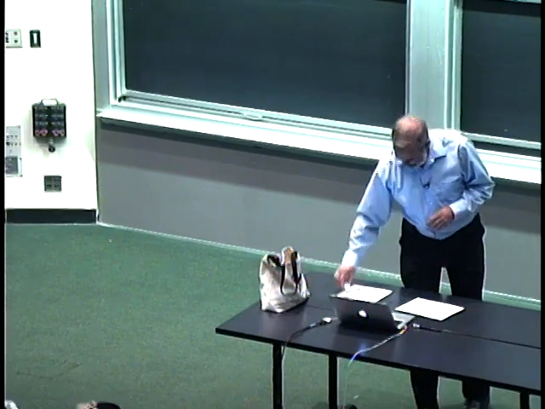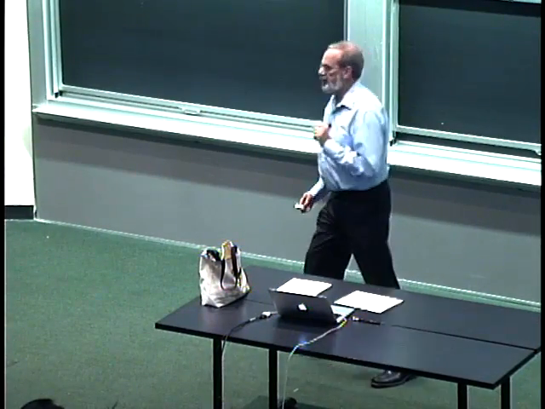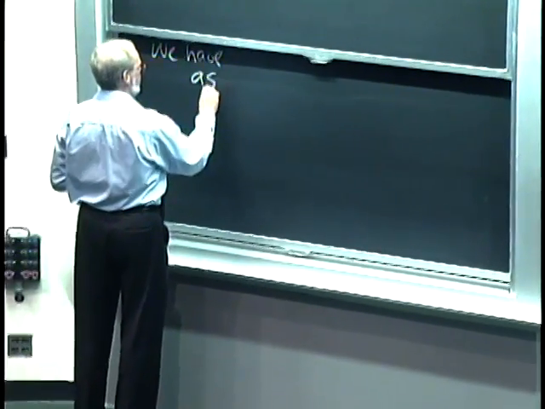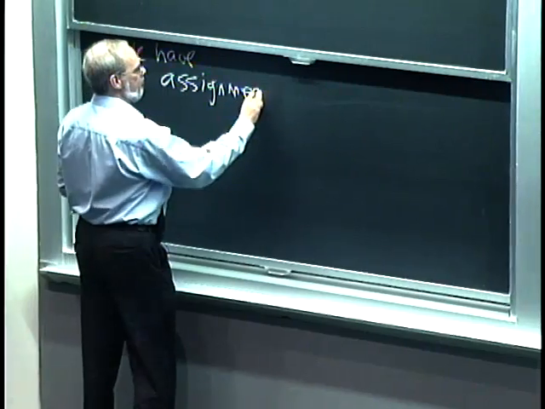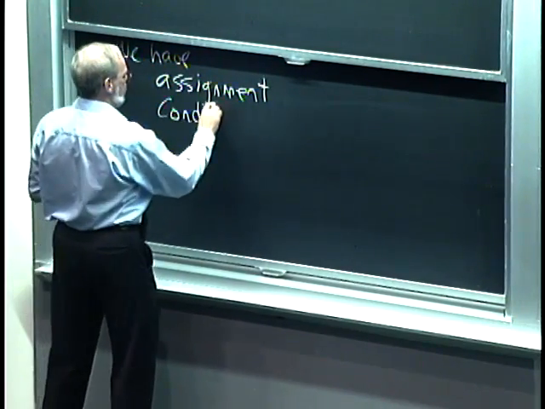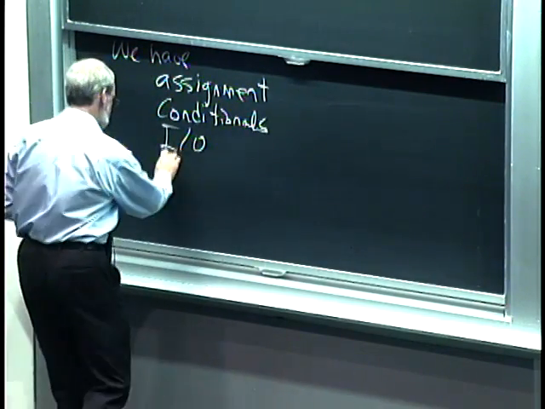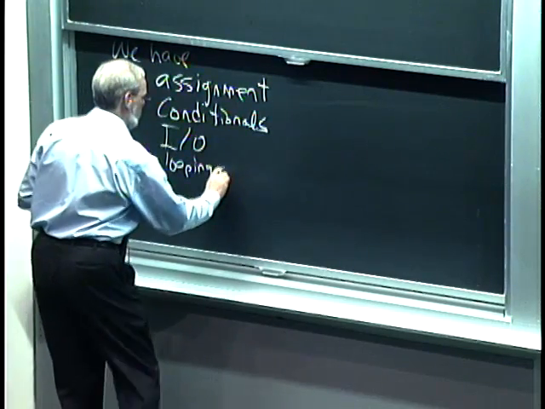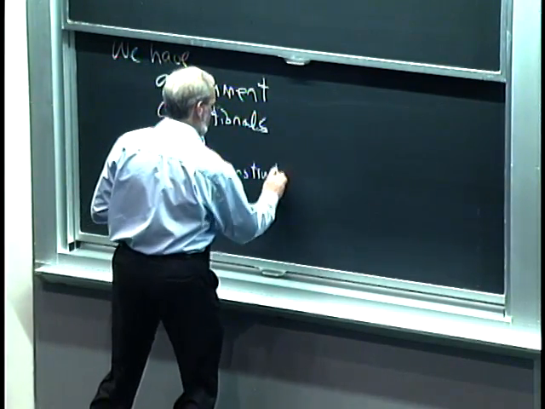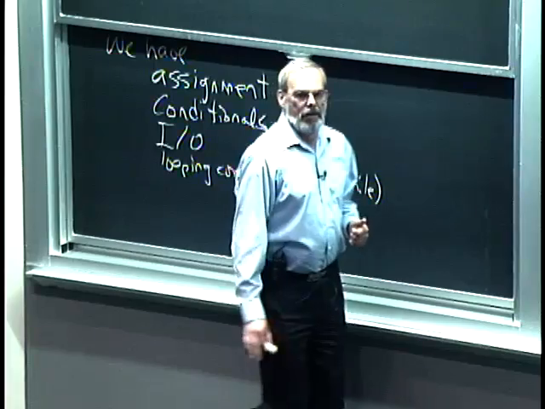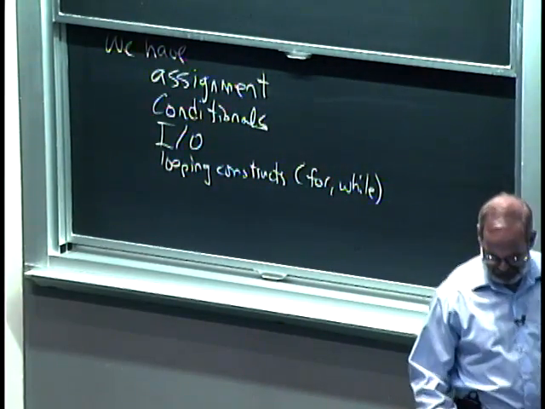As I've done in the previous lectures, let me set the stage for what we've been doing so we can use that to talk about what we're going to do today. So far, we have the following in our language. We have assignment. We have conditionals. We have input, output. And we have looping constructs. These are things like for and while loops. And of course, we got some data to go with that.